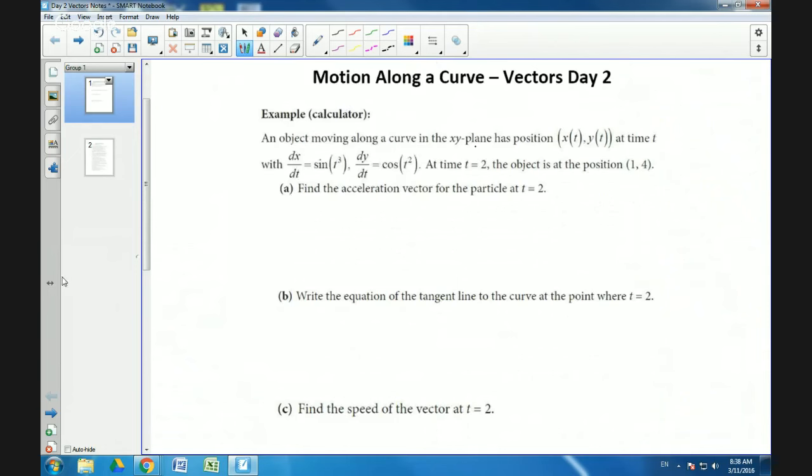An object moving along a curve in the xy plane has position x of t, y of t at time t, with dx/dt equals sine t cubed, and dy/dt equals cosine t squared. At time t equals 2, the object is at position (1, 4). We can also say this is velocity, so keep in mind the derivative is velocity.